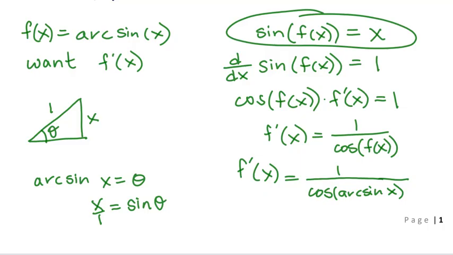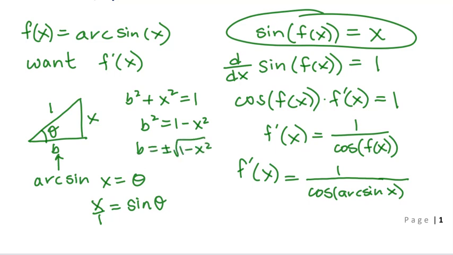And then what we want to know is cosine, so that's going to involve this bottom side of the triangle, and we can find that bottom side of the triangle by using the Pythagorean theorem. So I'm temporarily going to call it b for base, and I can say b squared plus x squared equals 1. So b squared is 1 minus x squared, and that means b is plus or minus the square root of 1 minus x squared. But this is a triangle, so we don't want negative side lengths. So that bottom side is the square root of 1 minus x squared.